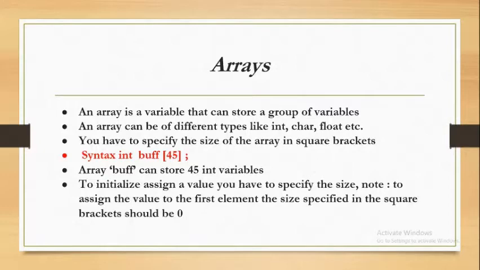So how do you declare an array? It is the same as declaring a variable, but you have to use an additional square bracket where you specify the size of the array. In this example, int buff[45]; the 45 indicates that the buff array can store 45 integer type variables.